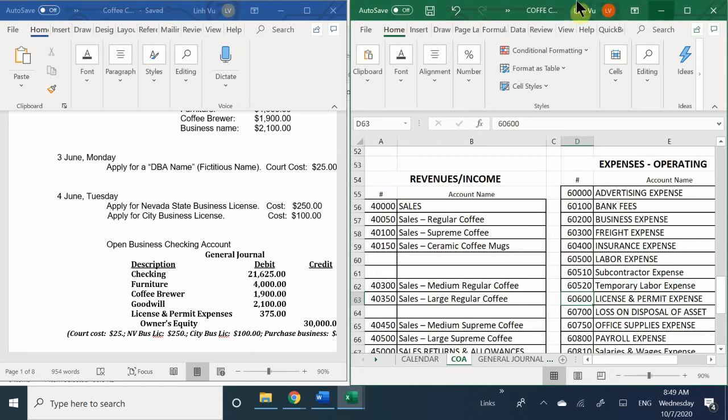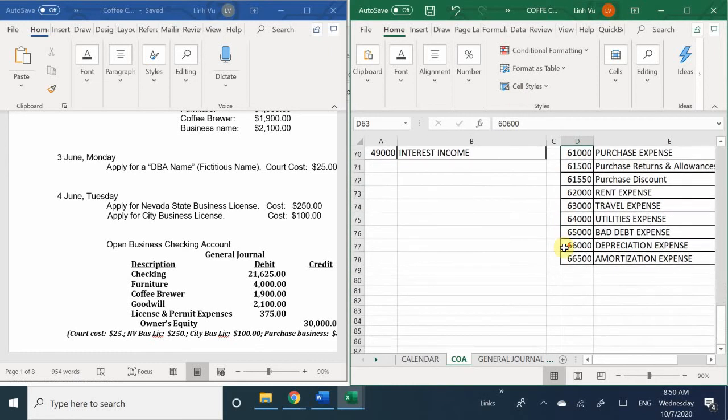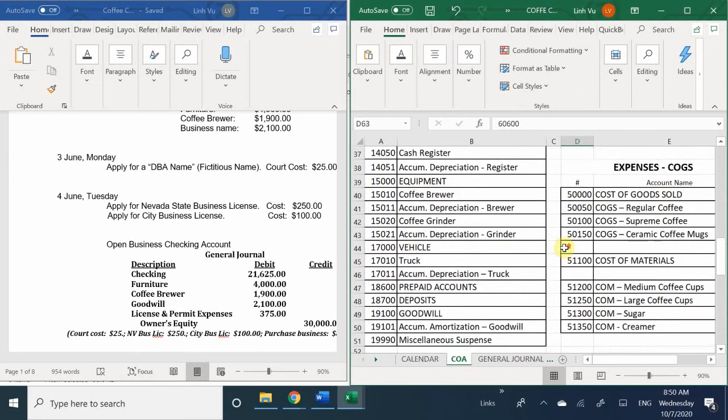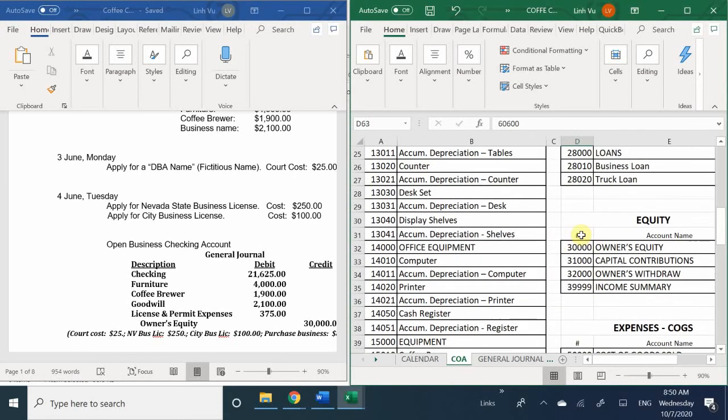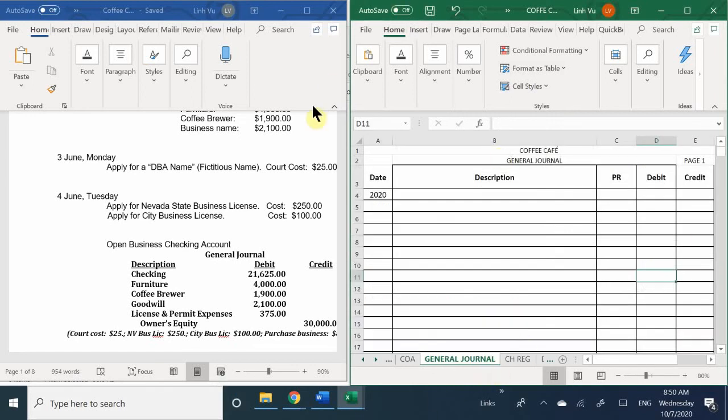And do we have an equity account? Yes. Of course we do. Right here. Oh wait, equity expenses. Equity account is 30,000. Okay? So now that we actually have all of our accounts established and these are the exact things that we're going to do, let's go ahead and apply it into our general journal.